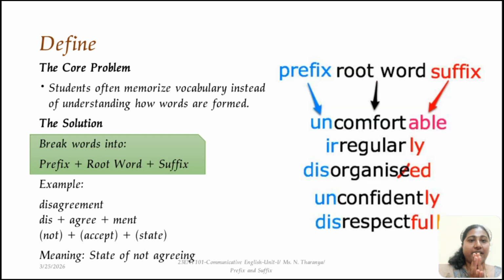So, to define the core problem: students often memorize vocabulary instead of understanding how words are formed. The solution is to break the words into prefix, root word and suffix. For example, disagreement. So, dis is not, agree is accept, ment is state, meaning state of not agreeing. So, this is how we form a prefix, a root word and a suffix. So, this is how we understand how the words are formed.